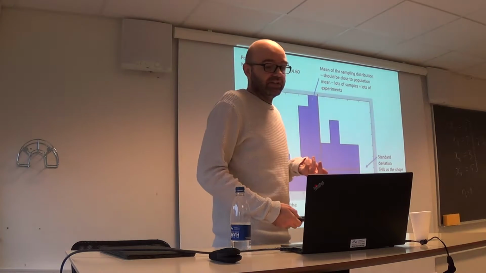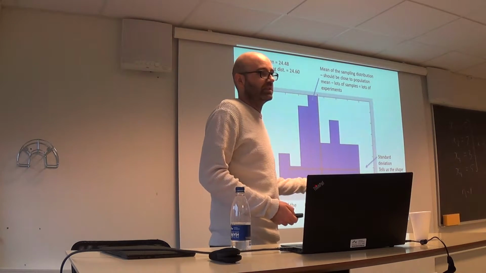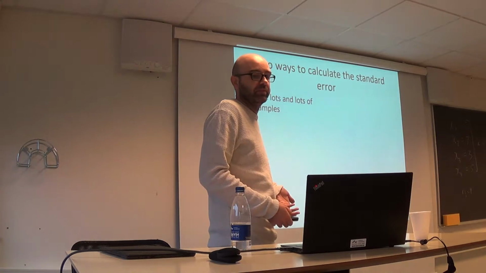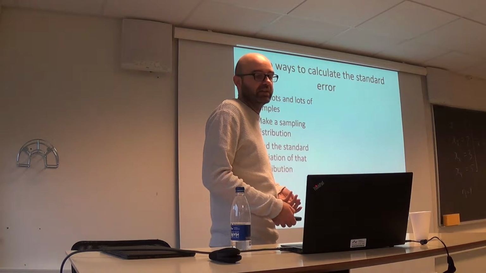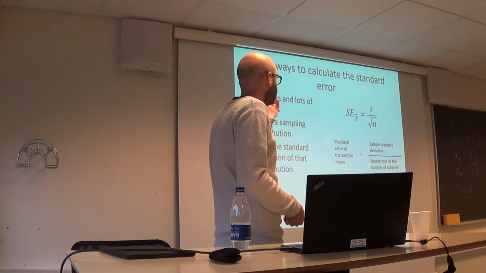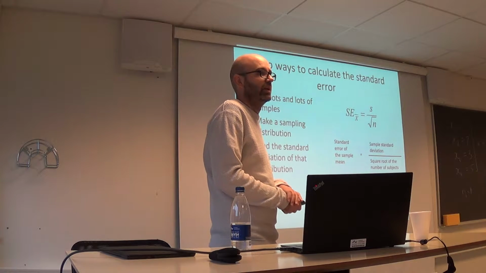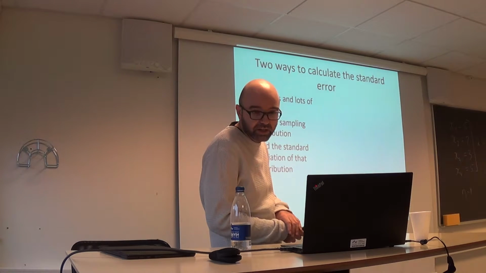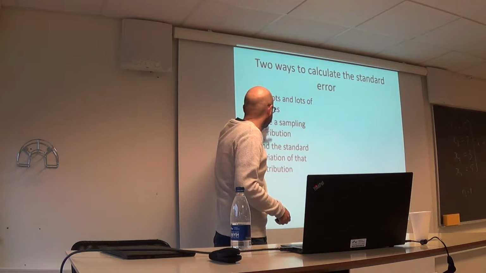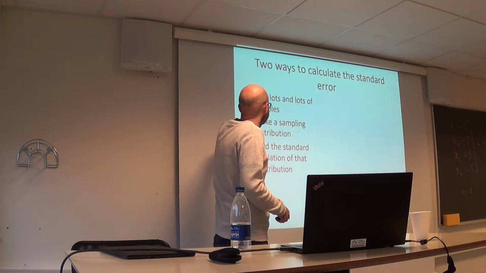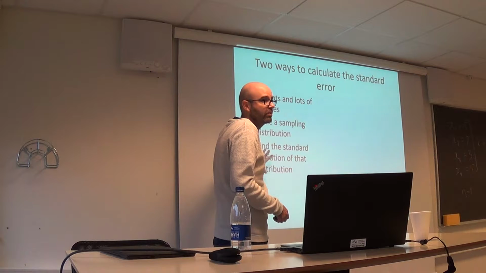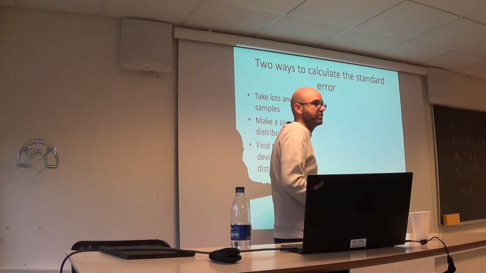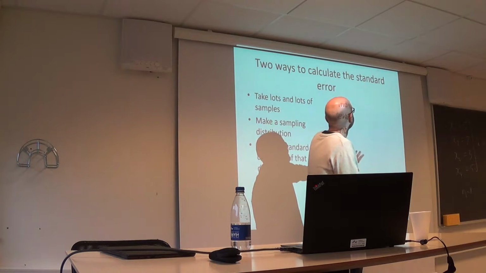So there's 2 ways to calculate the standard error, and here comes a statistical fudge. One is obviously to do what we just did and take lots and lots of samples. Make a sampling distribution. Find the standard deviation of that distribution. That's one way. Another way is to just do a fudge that just works but has been mathematically proven. So you sort of just have to accept it. I'm not going to go through any proofs.